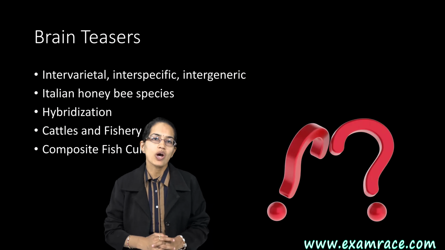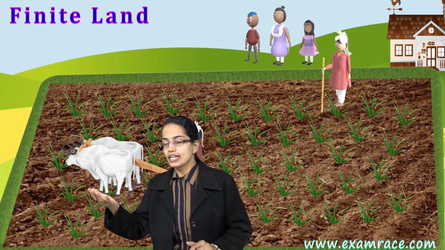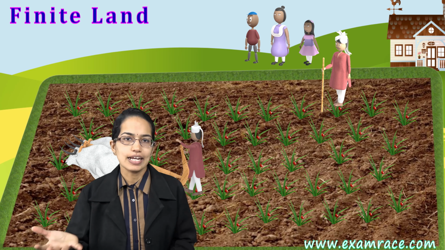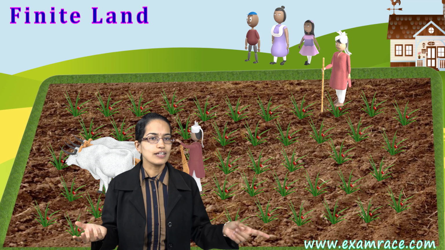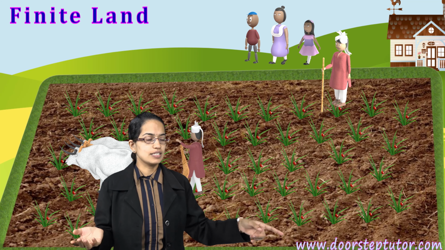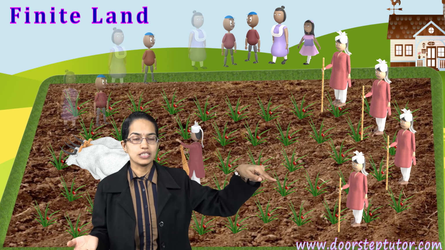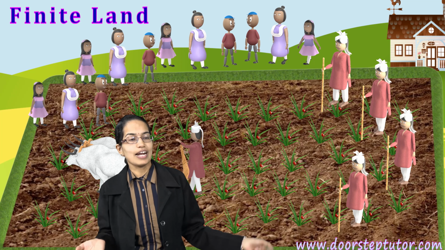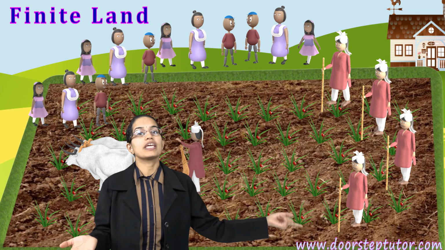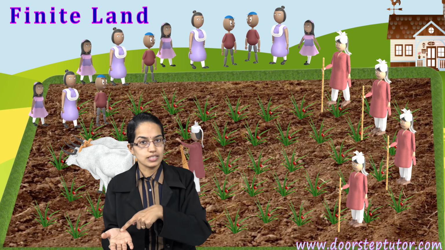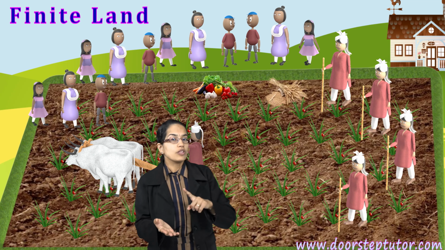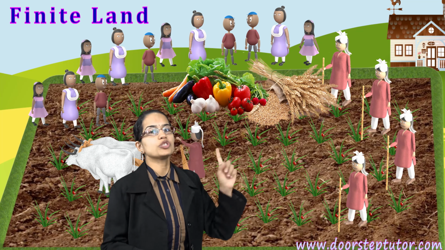So, if we begin with a very basic understanding of a finite land, what do we mean by finite land? It implies that the land that is available for cultivation is limited. On the other hand, what is happening this side is we are adding up population. So all that population that is being added up is being added to the same parcel of the land. So in order to feed all those people, what is required?